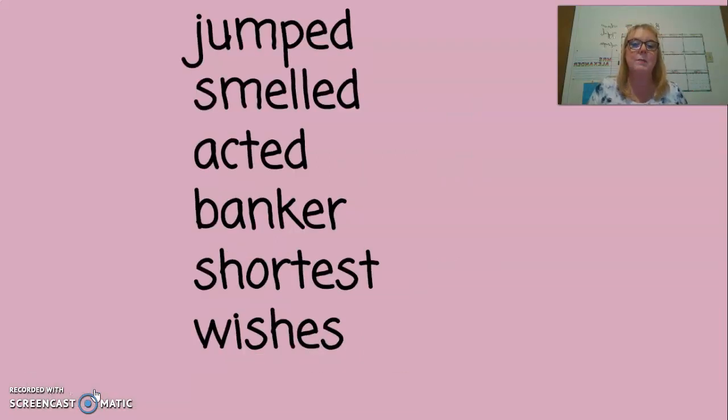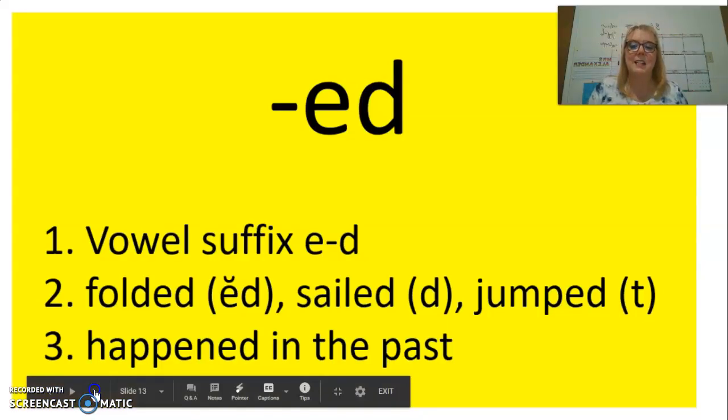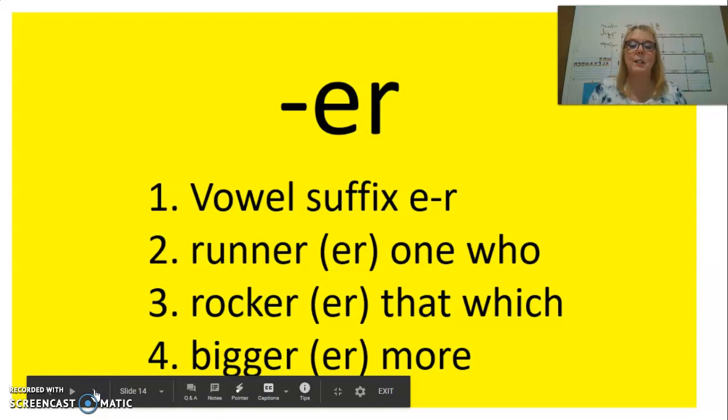Here's some other words. Do you see some suffixes there? Okay, let's talk about these suffixes now. Ed. Vowel suffix ED. Like folded, sailed, jumped. It means happened in the past. Vowel suffix er. Like runner, it means one who. Like rocker, means that which. Like bigger, means more.